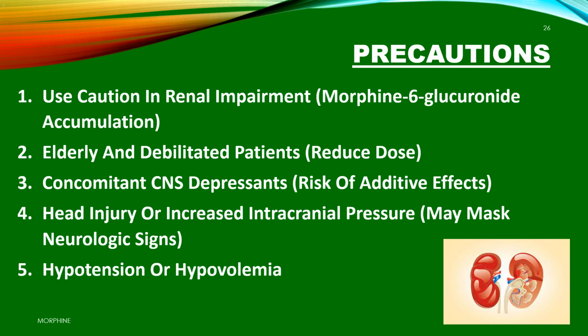4. Head injury or increased intracranial pressure. Morphine may mask neurologic signs in patients with head injuries or increased intracranial pressure, making it challenging to monitor their condition. 5. Hypotension or hypovolemia. Morphine can worsen hypotension or hypovolemia, so use caution in patients with these conditions to avoid exacerbating their hemodynamic instability.